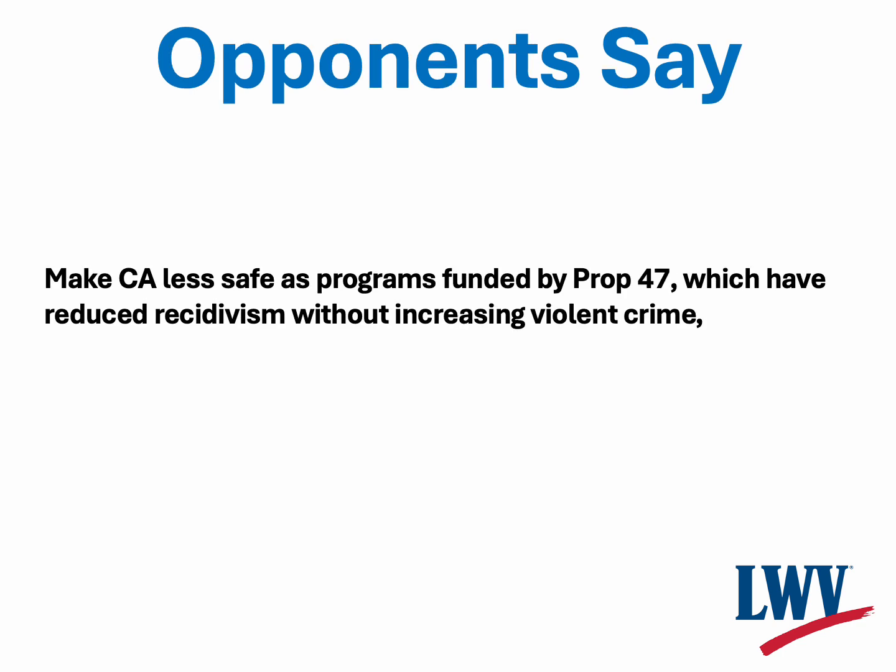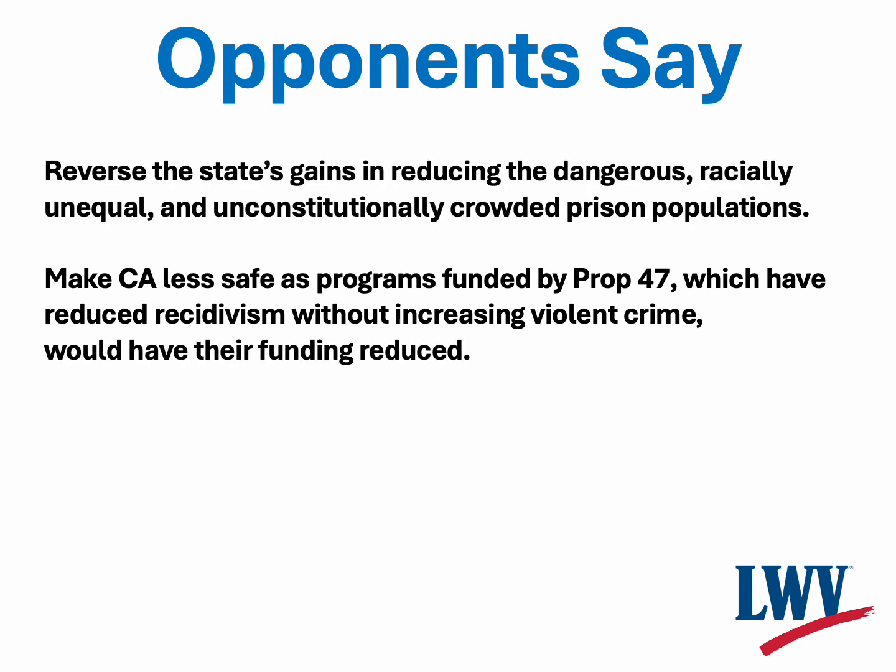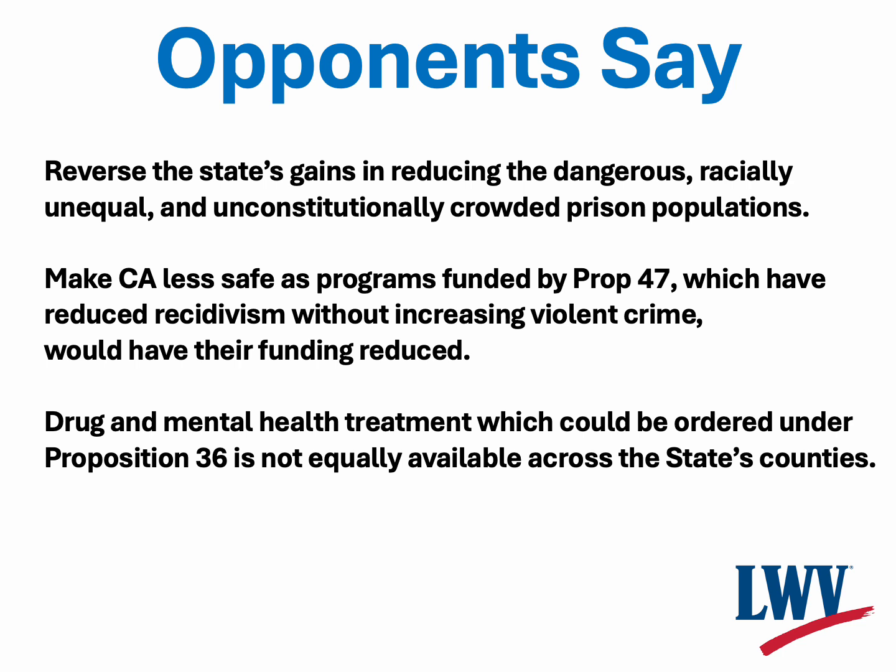Opponents to Proposition 36 hold that it would reverse the state's gains in reducing the dangerous, racially unequal, and unconstitutionally crowded prison population. Further, they find that it would make California less safe, as programs funded by Proposition 47, which have reduced recidivism without increasing violent crime, would have their funding reduced for services including employment assistance for those coming out of jail, victim services, and housing. And last, drug and mental health treatment, which could be ordered under Proposition 36, is not equally available across the state's counties. Thus, imprisonment rather than treatment options would be unfairly based upon where people live rather than their willingness to participate in such treatment.